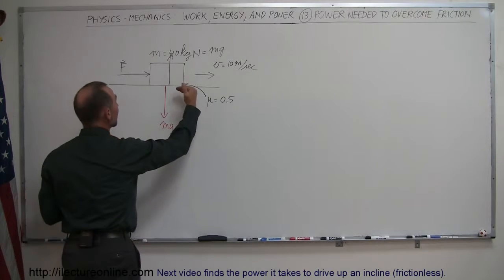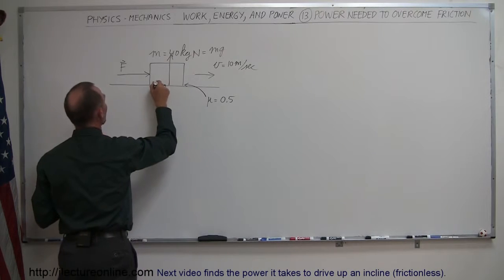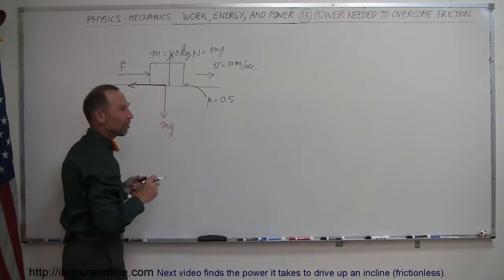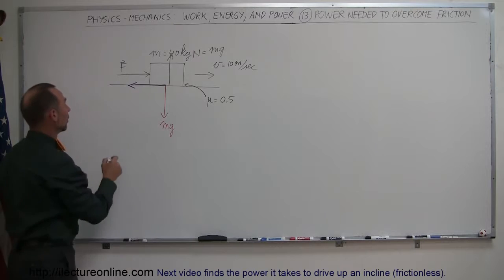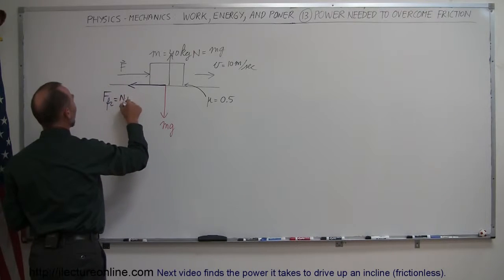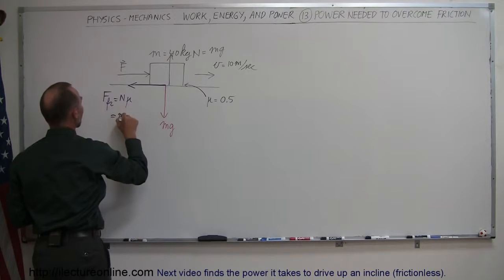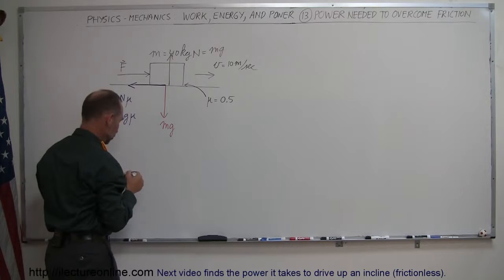The friction is going to be directed in the opposite direction from the motion of the block, because the friction force tends to be a retarding force trying to stop or slow down the motion. So the definition of the friction force is equal to the normal force times mu, and since the normal force is mg, we can say the friction force is mg times mu.